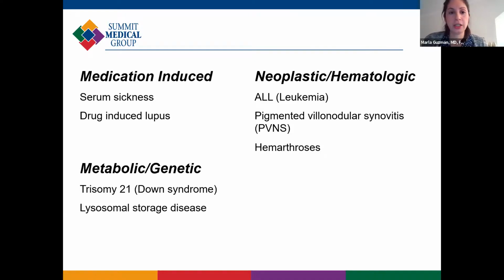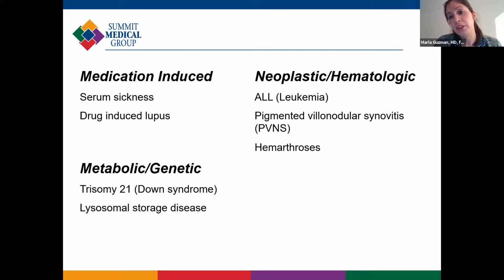Going down the chart to metabolic or genetic causes of joint pain or arthritis. Down syndrome can cause arthritis. And then lysosomal storage diseases, which are metabolic conditions that are usually diagnosed at birth, can have arthritis as one of their manifestations. And then lastly, the more severe causes for arthritis: leukemia in children can cause arthritis. So obviously, if there's a child where you're concerned that this may be an underlying diagnosis, you should do a thorough workup to rule this out.